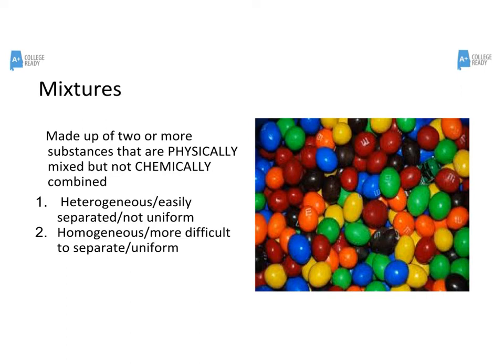Mixtures are made up of 2 or more substances that are physically mixed but not chemically combined. Mixtures can be further categorized into heterogeneous or homogeneous. Heterogeneous mixtures are easily separated and not uniform. So an example of that might be simply a pizza. The substances that make up a pizza are easily separated. You can take the pepperoni off, you can take the cheese off.